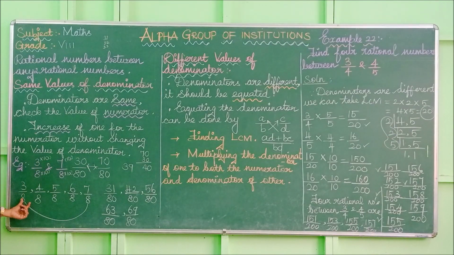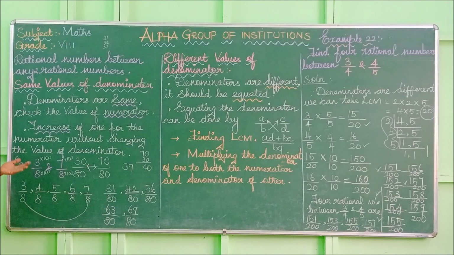So in between this 3 by 8 and 7 by 8, I can increase and write 3 plus 1, 4. 4 plus 1, 5. 5 plus 1, 6. 6 plus 1, 7. So that is the value. The denominator will not be changed. So from this 3 by 8 and 7 by 8, in between there will be 3 rational numbers: 4 by 8, 5 by 8, 6 by 8.